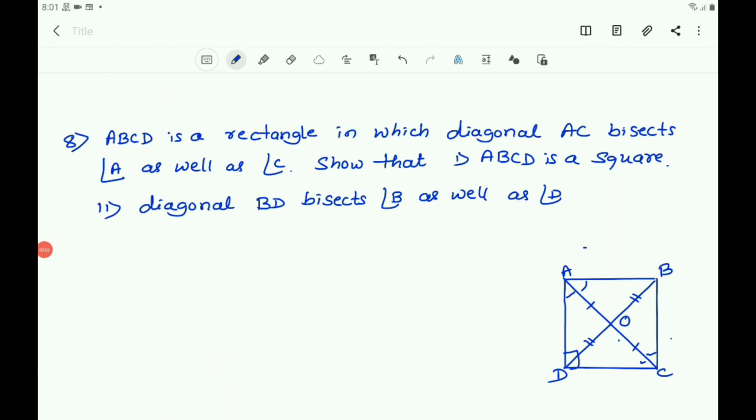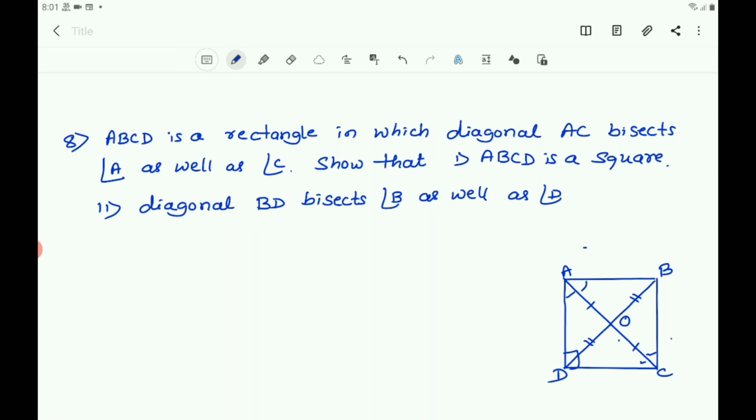Now come to question number 8. ABCD is a rectangle in which diagonal AC bisects angle A as well as angle C. Show that first one, ABCD is a square. Second one, diagonal BD bisects angle B as well as angle D. Now it is given that ABCD is a rectangle. You know the properties of rectangle. In rectangle, diagonals are equal and all angles are right angles.